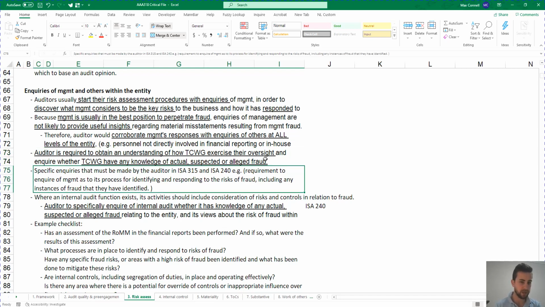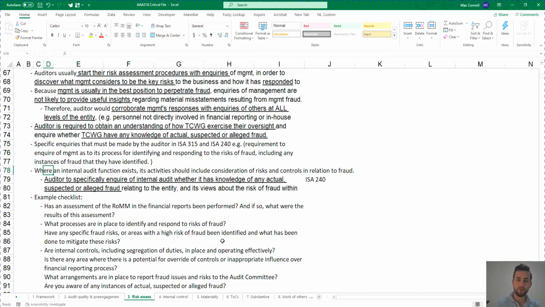Specific inquiries that must be made by the auditor are in ISA 315 and ISA 240, you don't need to remember these numbers by the way, e.g. a requirement to inquire of management as to its process for identifying and responding to risks of fraud, including any instances of fraud that they have identified. So it's more around testing the processes and controls that exist.